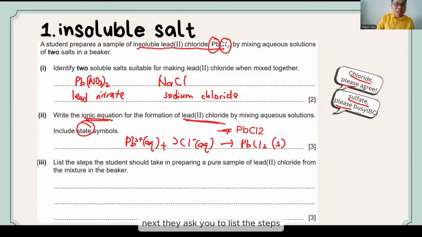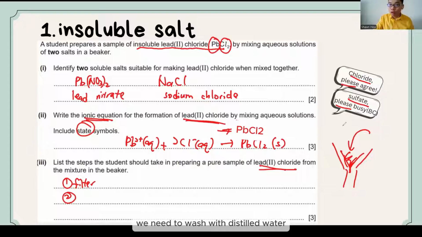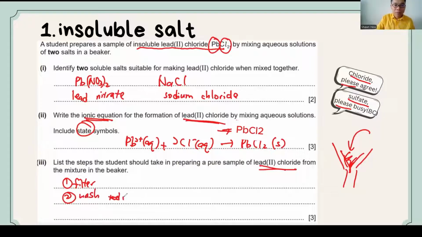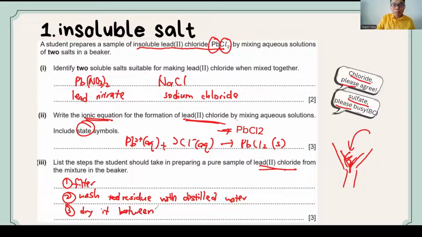Next, they ask you to list the steps the student should take in preparing a pure sample of this from the mixture in the beaker. First, we filter. Second, the residue, we need to wash with distilled water. And then at last, we need to dry it between filter paper. 3 marks.